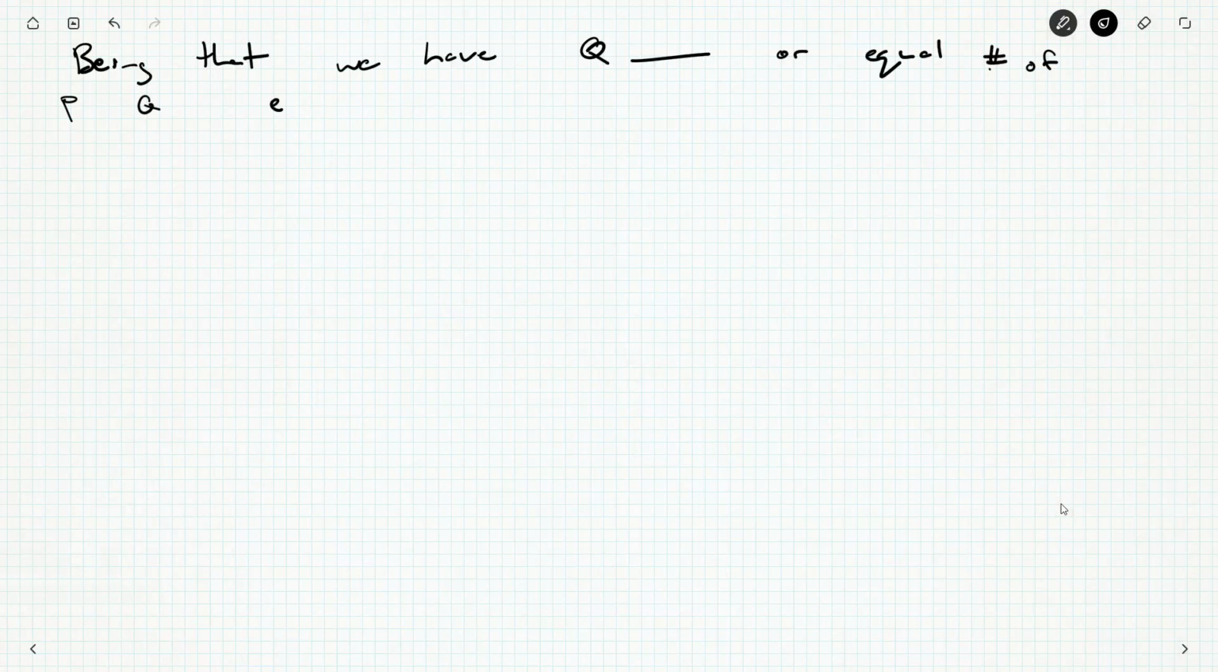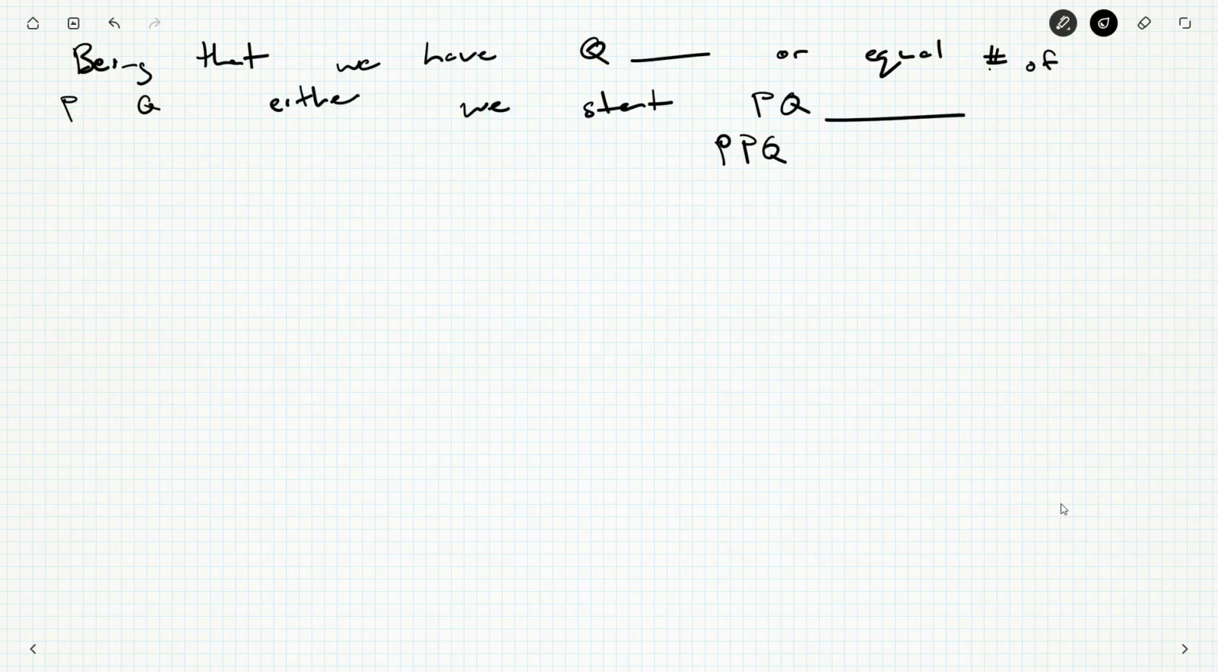Okay. So, being that we have Q blah, or an equal number of P and Q, either we start PQ blah, PPQQ blah, or PPPQQQ blah. Okay. If you wanted to, you could explain these more.